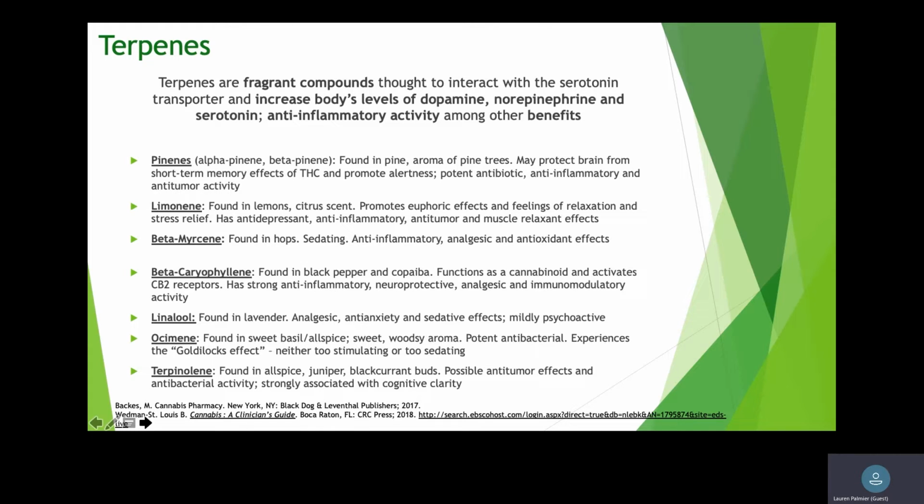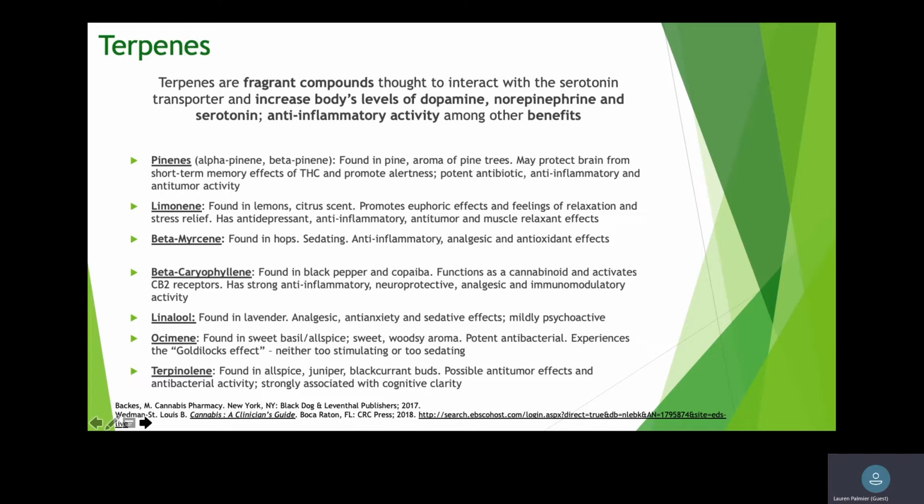Terpenes often play a role in how different cannabis strains get their name, a lot of times by the different smells. For example, you'll see limonene on the screen here. You might find a product at a dispensary called Lemon Haze, and most likely that will have a terpene called limonene in it. These are fragrant compounds. They're thought to interact with the serotonin transporter system in the body to help increase levels of dopamine, norepinephrine, and serotonin. Also thought to have anti-inflammatory activity, potential anti-tumor activity, neuroprotection, and other benefits.